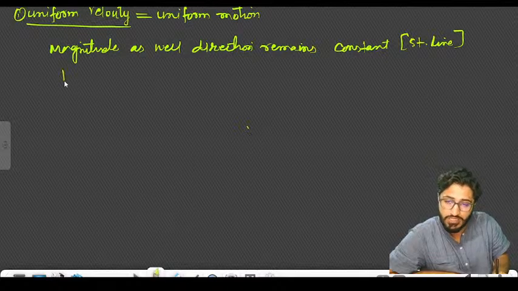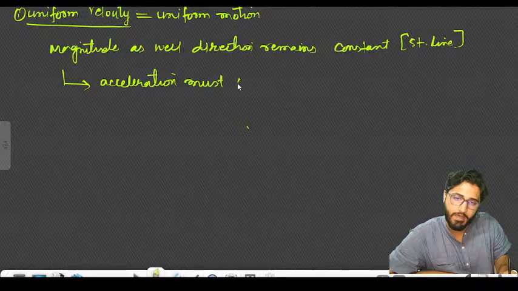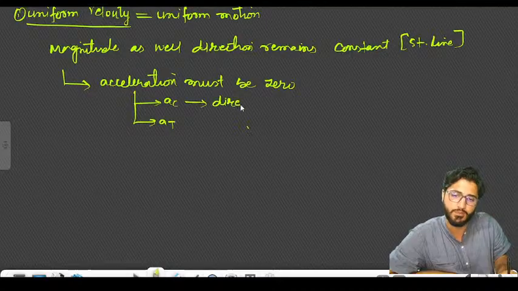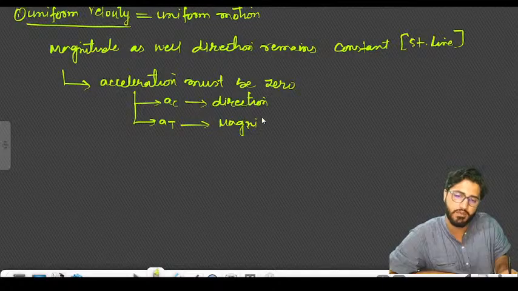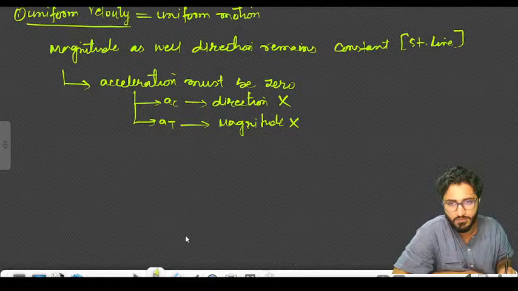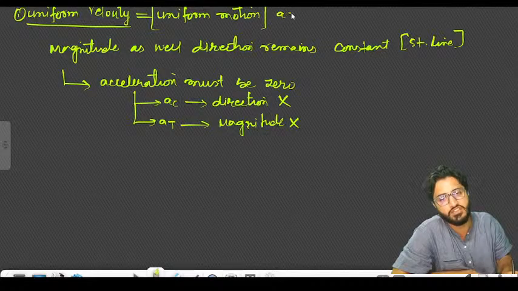And in uniform motion, one thing is there: acceleration must be zero. Do you know why? Because in acceleration we have two parts, AC and AT. AC is responsible for direction and AT is responsible for magnitude. Look here, we don't need direction change, we don't need magnitude change. That means no acceleration should be present. And if acceleration is zero, that motion is known as uniform motion.